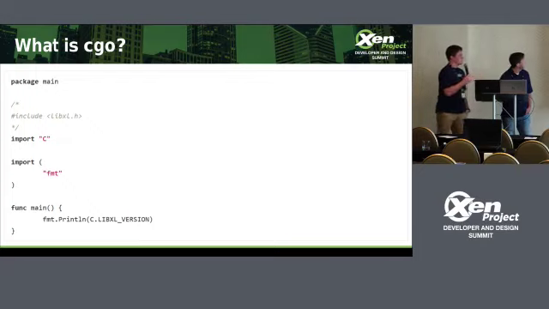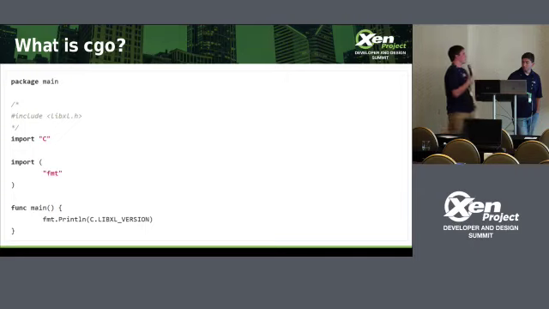So here's a very simple example of using cgo. You can see in the preamble, I just have the include for the libxl headers, and so that allows my Go program to then see the libxl version constant.